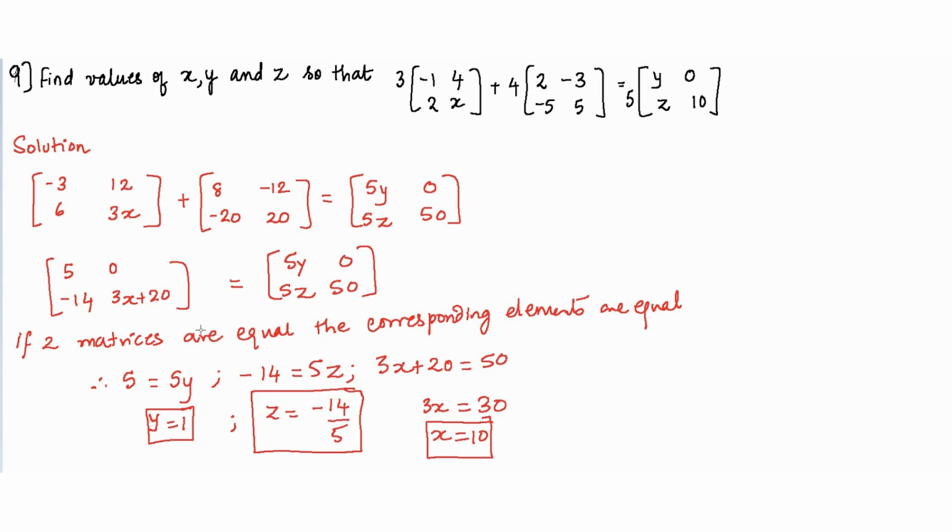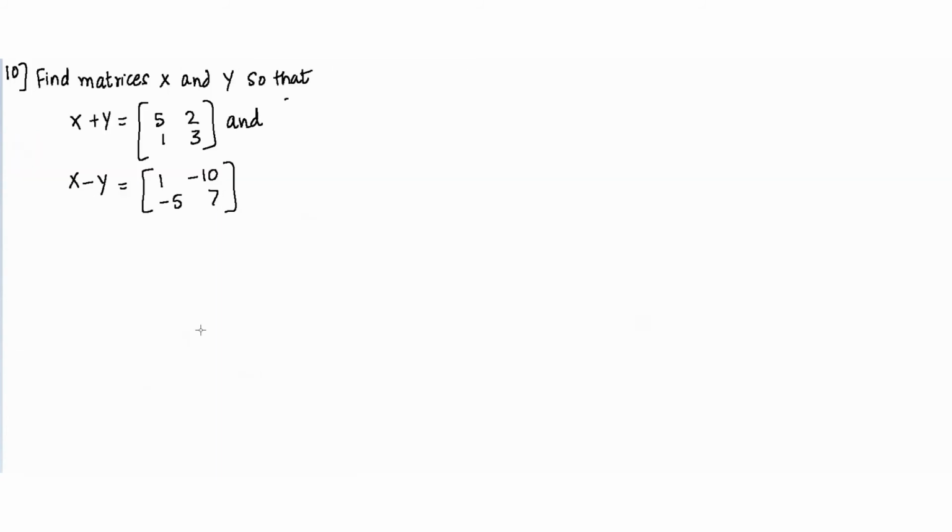Okay, moving on. Look at this particular question. Find matrices X and Y so that X + Y = [5, 2; 1, 3] and X − Y = [1, −10; −5, 7]. So I have to find two matrices which satisfy these two equations, and therefore I am thinking of using the concepts of simultaneous equations here.